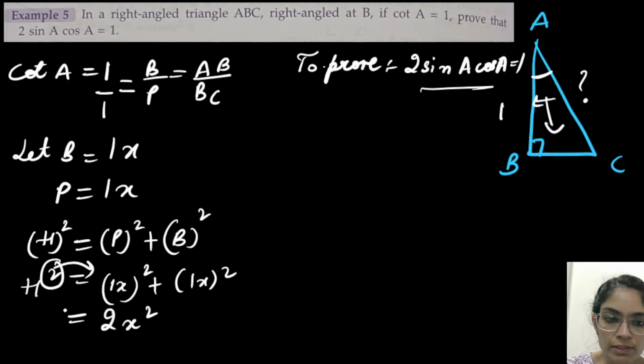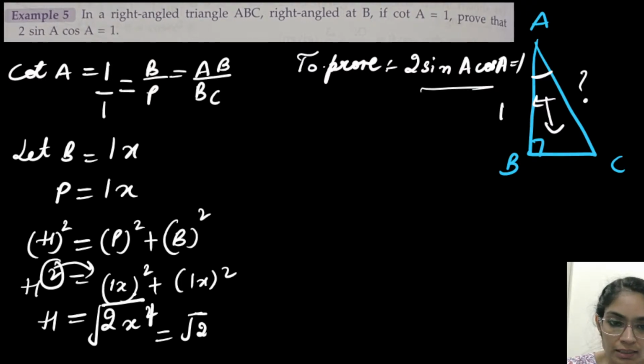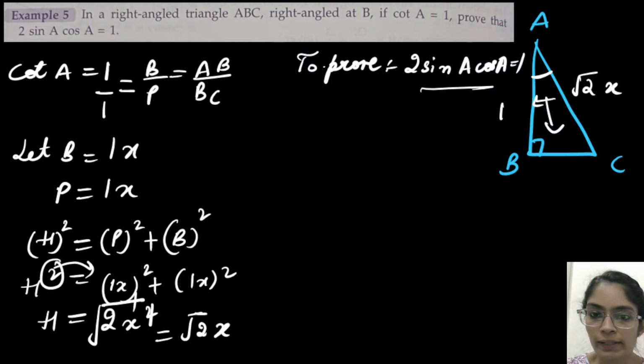And when this square we shift to the other side, it will become square root. Square root of 2 we write as root 2, and square root of x square is x, because square and root get cancelled. So root 2x. So the value of AC we have found is root 2x. So all the three sides are known.